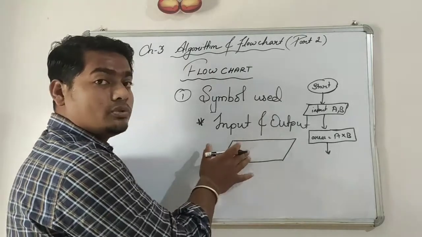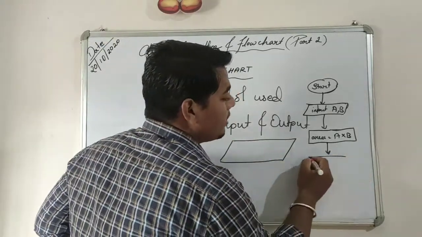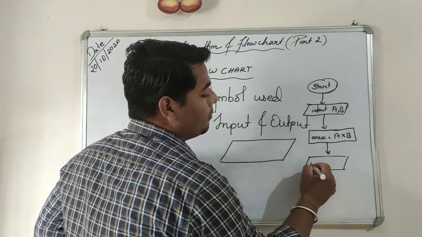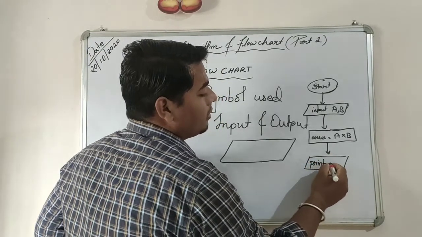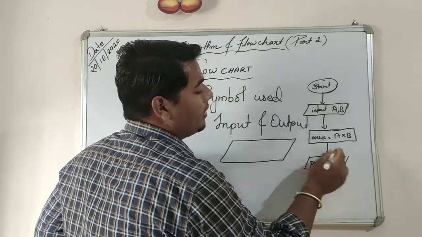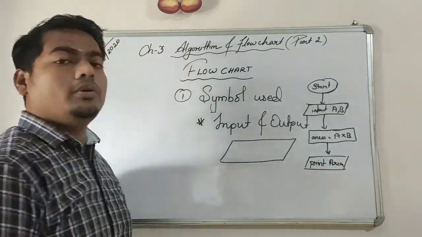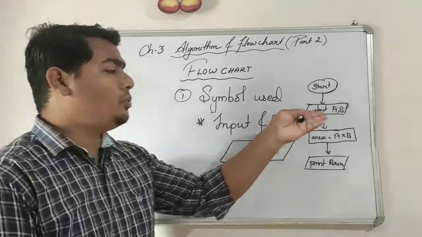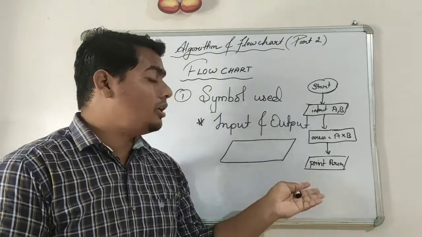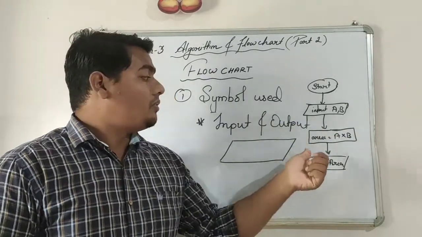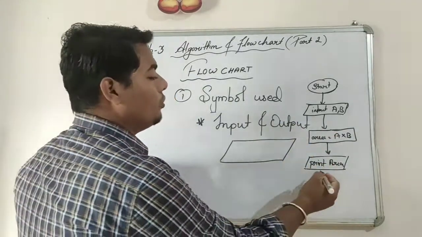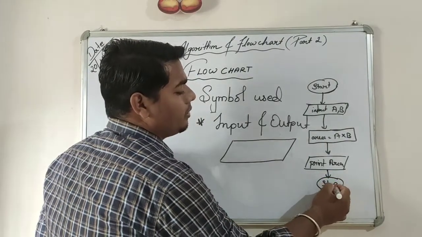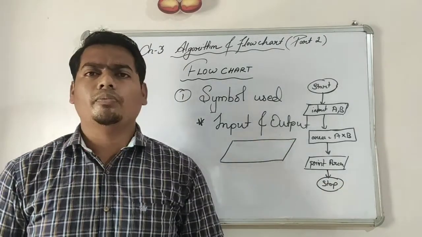For output also you have to use the same parallelogram box. What will it output? Print area. Area is what we have found here, and it will show you the area in the output. After the output is finished, input is done, processing is done, output is done, which means our work has finished. After completion of the work, last you have to do stop. You have to stop the flowchart.